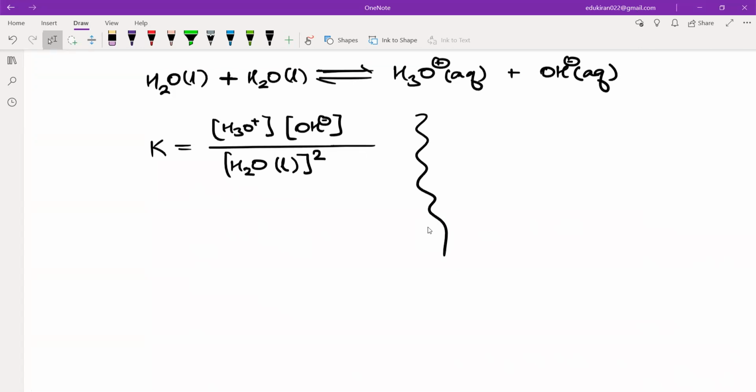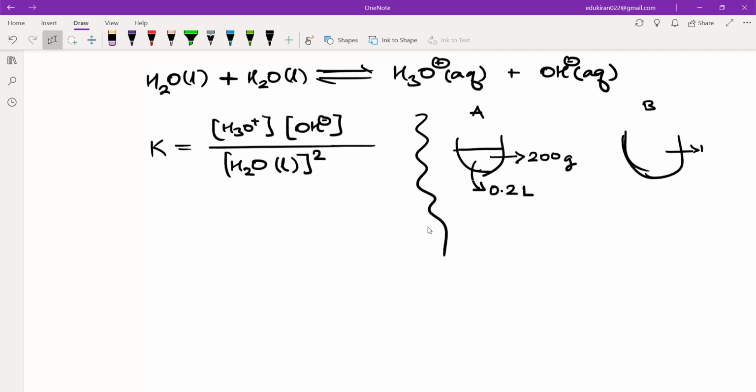I want you to calculate the concentration of a solution A that has only water. It has 200 grams of water, and that means the volume will be 0.2 liters, 200 ml. Yes or no? Tell me, guys. Similarly, with 1 gram per ml, in the other case we have 100 grams, and the volume will be 0.1 liter, right?